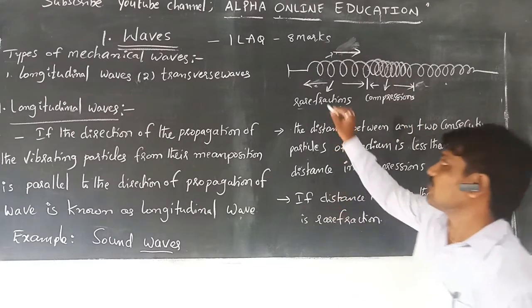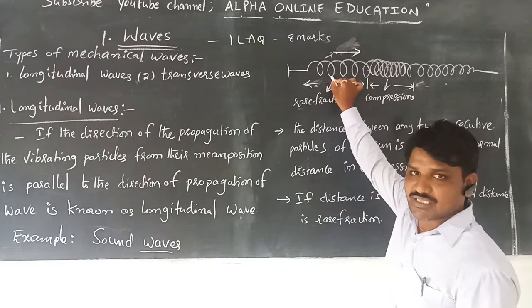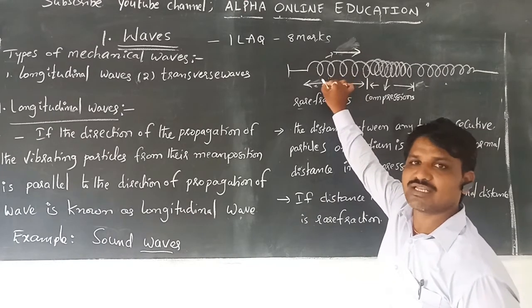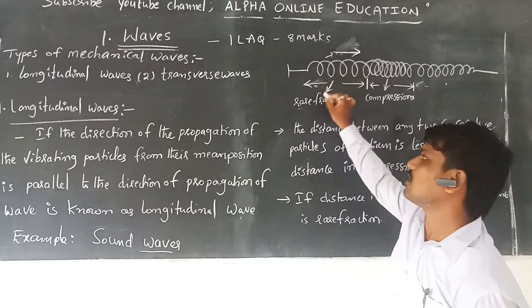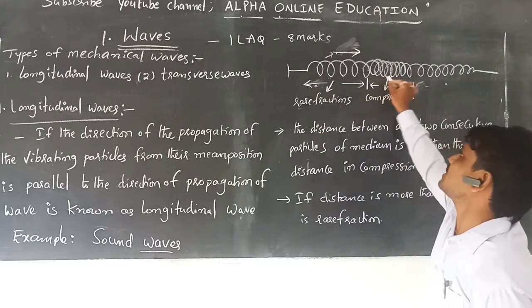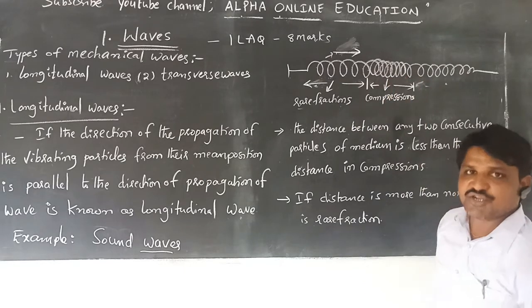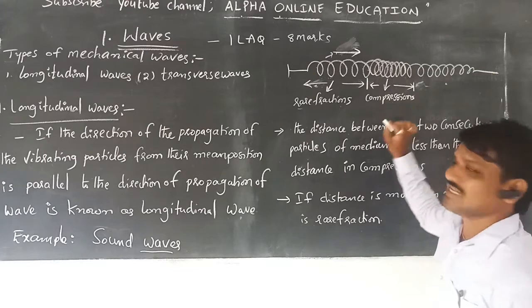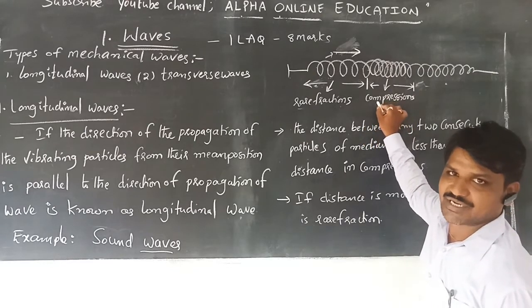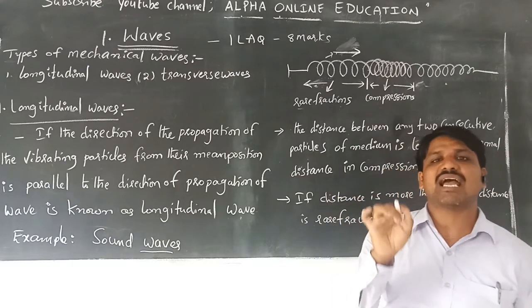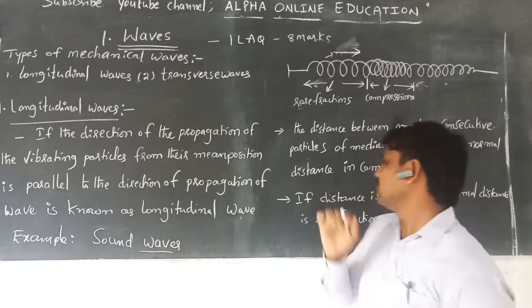Once again, if the distance between two consecutive particles of the medium is more than the normal distance, it is called a rarefaction. And if the distance between two consecutive particles is less than the normal distance, it is called a compression. In longitudinal waves, compressions and rarefactions will be formed.